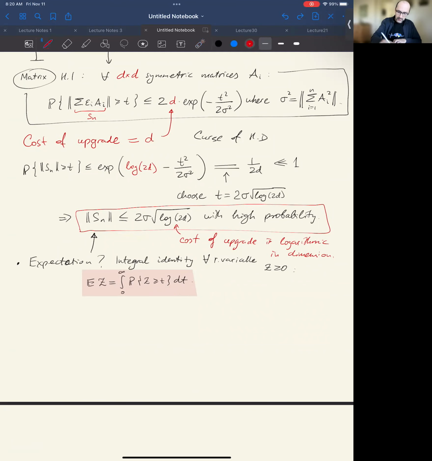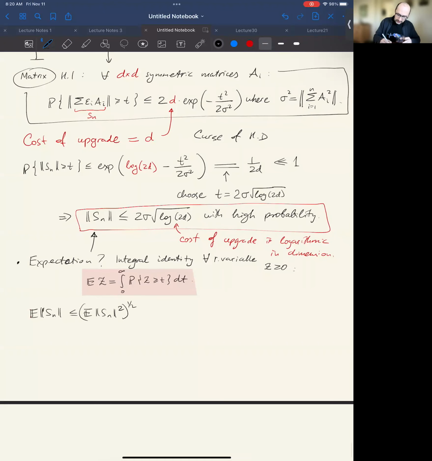Let's do it. In fact, it would be easier for us to work with the expectation squared. So I will do it this way, expected Sn squared, and then the power 1/2. Why is that? This inequality is always true, regardless of the random variable. Let me just put it here, E Z. For any random variable, this is true. But why? Anybody knows? You should know.